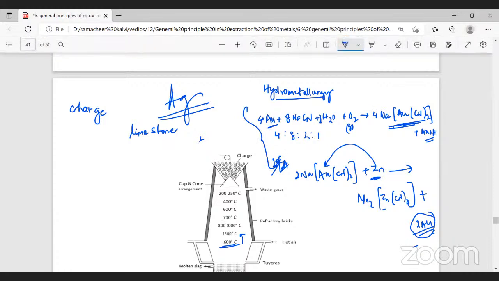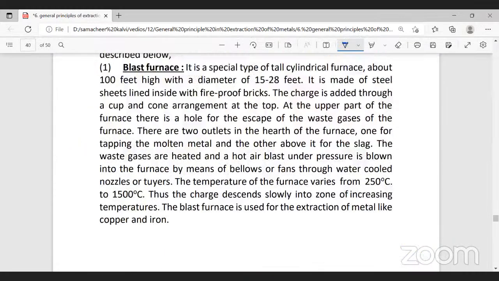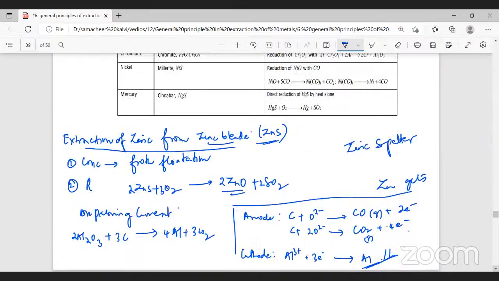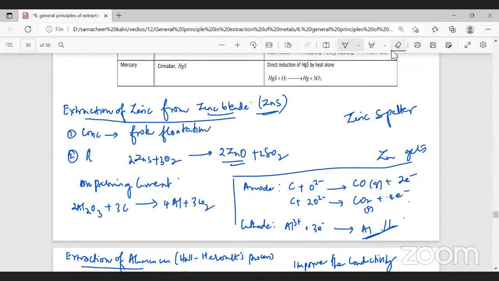Important. Now coming to the last part of the topic, it is called Ellingham's diagram. We will learn Ellingham's diagram. Give me some time, I'll erase this.